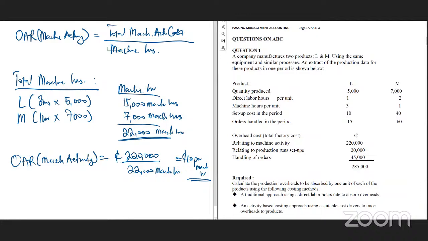Please check the data here. Machine hours was per unit. These are the units, so 3 hours per unit. How many units were produced?